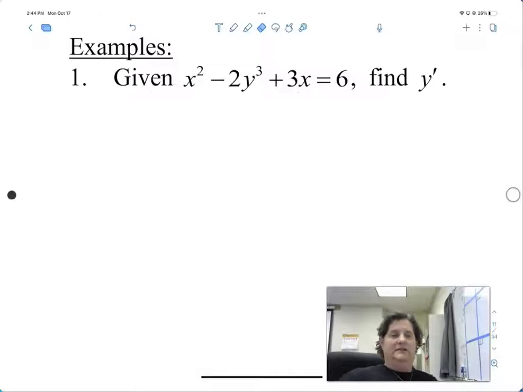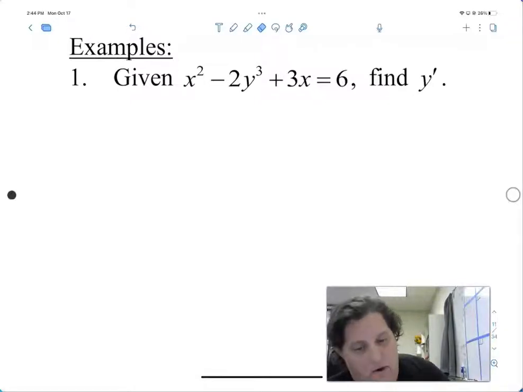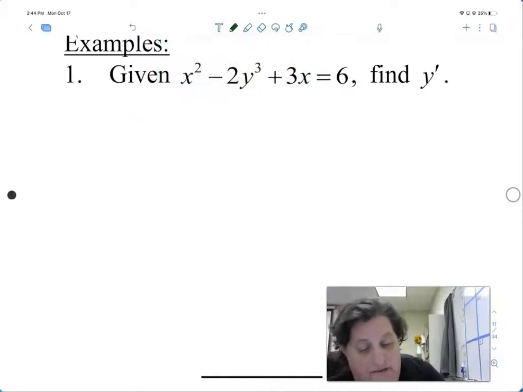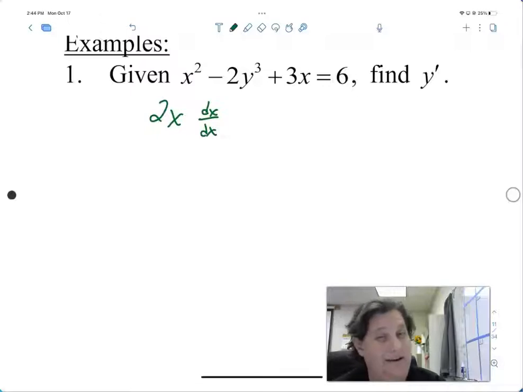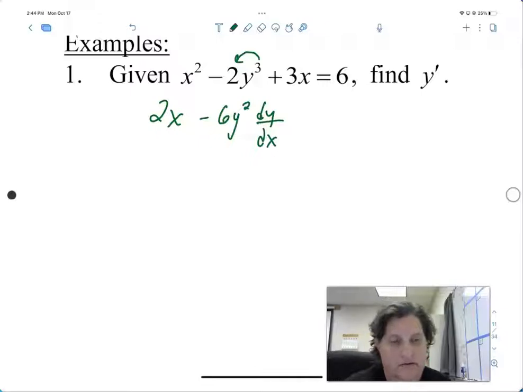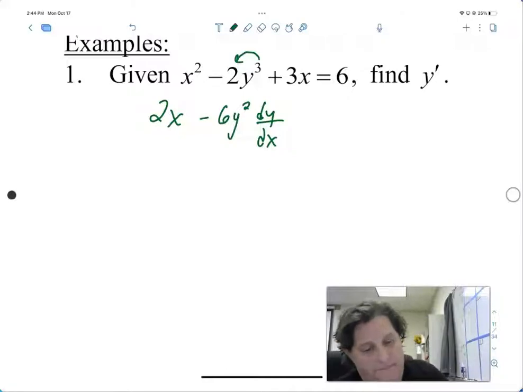All right, you guys, luckily this is just adding some different parts, so I go like this, okay? I can do each term separately. 2x dx dx. Do I need to write dx dx? No, because that's just 1. Okay, bring that down. 6y squared dy dx. Do I need that there? Yes, I do, because I'm differentiating with respect to a letter other than the letter that had the derivative, right?